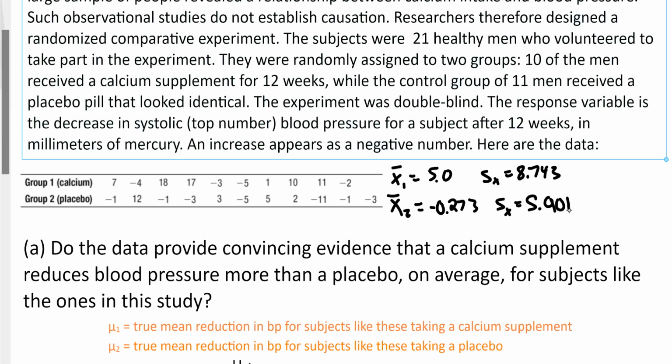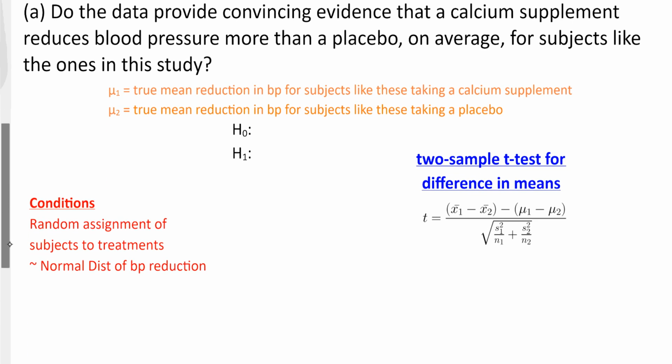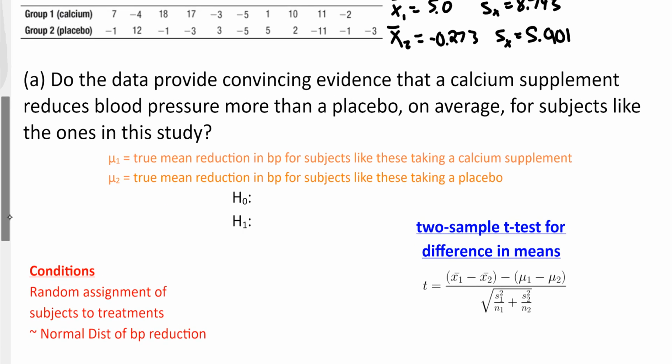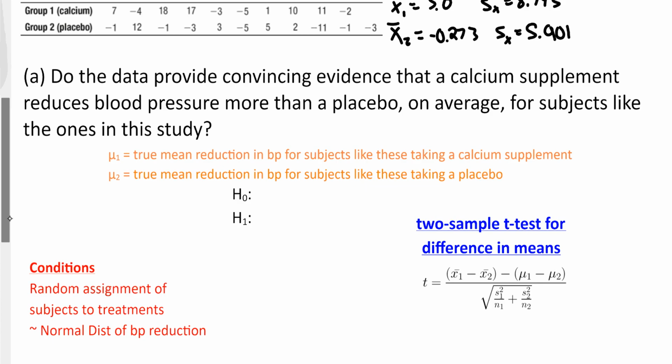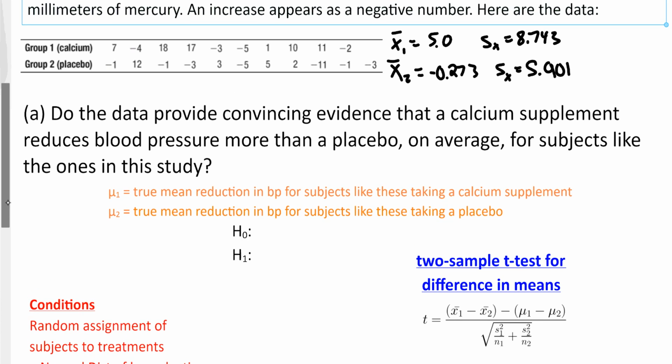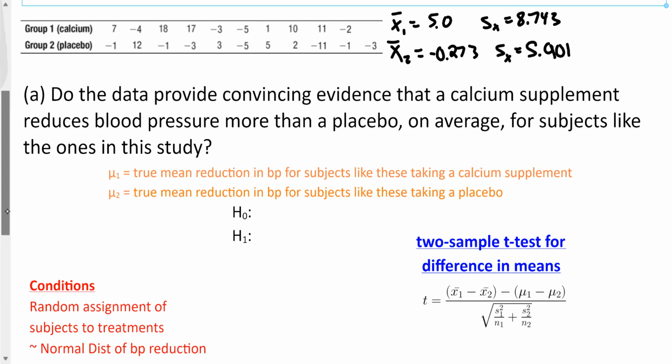Okay. Now, when we're getting into this, mu1 would be the true mean reduction in blood pressure for taking the supplement, and mu2 would be the true mean reduction in blood pressure for patients like these that are taking a placebo. If it's saying x bar was 5, that means it went down 5. If it was a negative, that means it actually on average went up. So our hypotheses are that these two things are equal, that there is no difference. Again, another way to write this would be that mu1 minus mu2 equals 0.